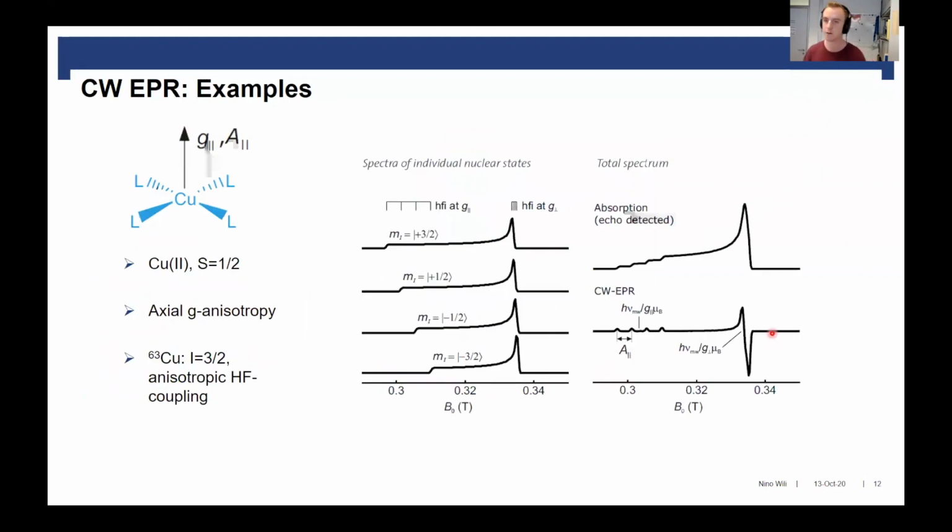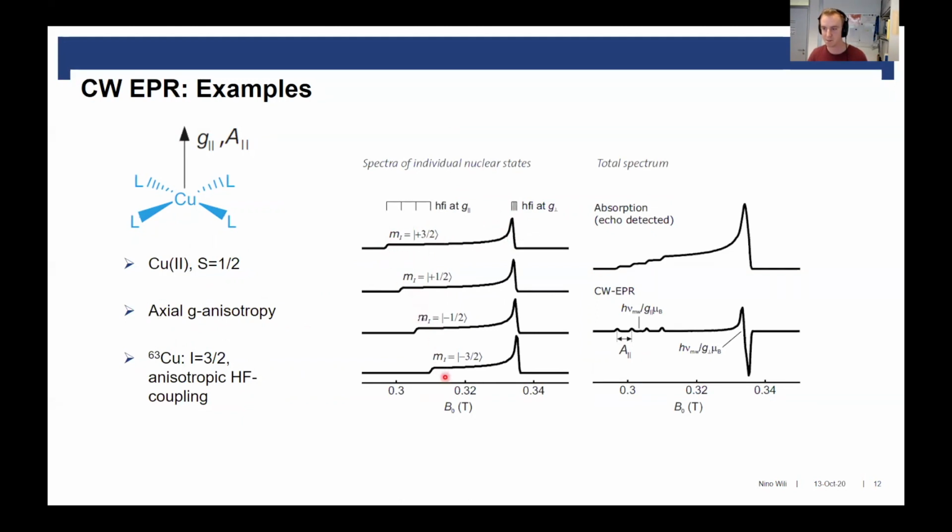So let's go a little further. This would be more complicated if you have one of these copper complexes with axial symmetry, S equals 1/2. You have an axial g-anisotropy, but you also have an anisotropic hyperfine coupling to the copper. So basically for each state of the nucleus, you have a different EPR spectrum, and it's basically given by the g-anisotropy that you have here. And so this would be parallel to the magnetic field, this would be perpendicular to the magnetic field.